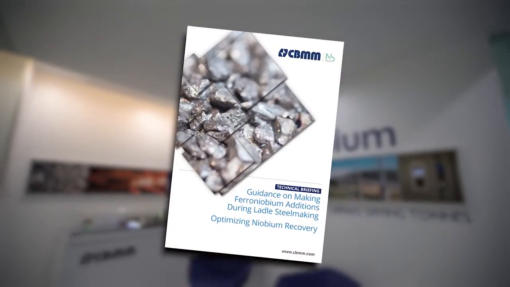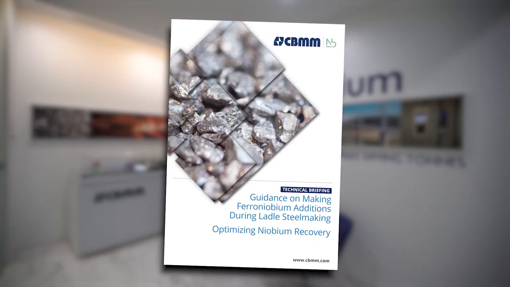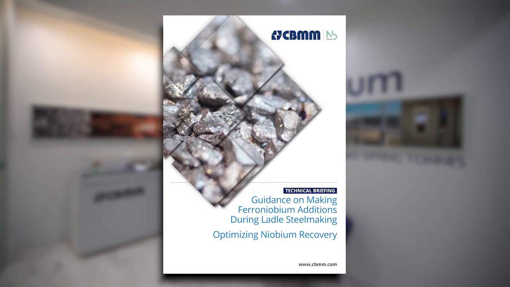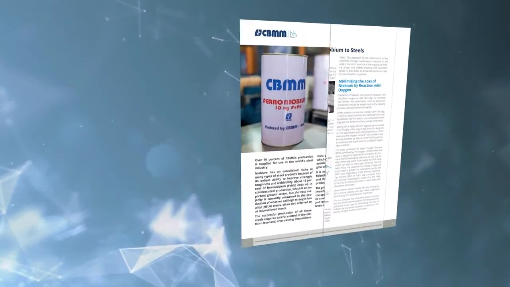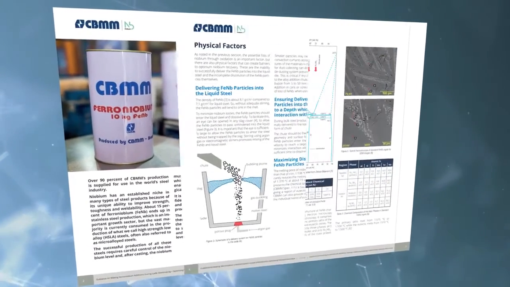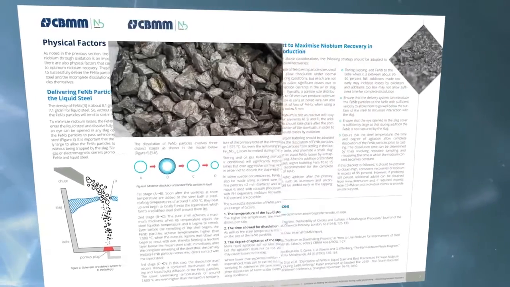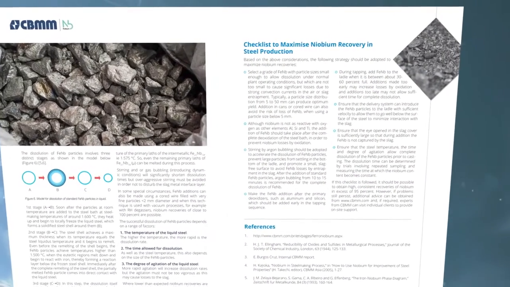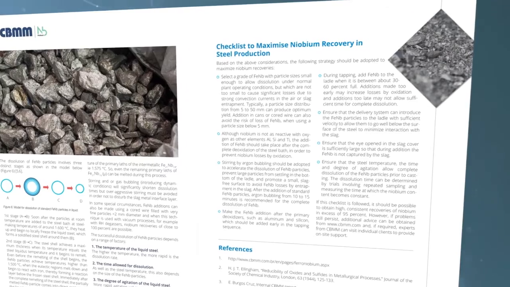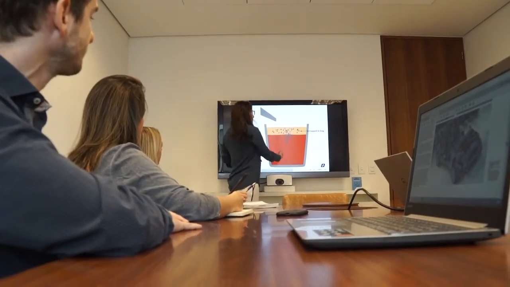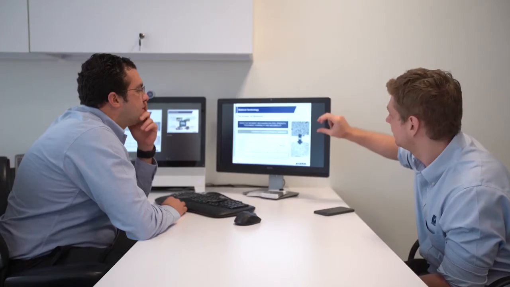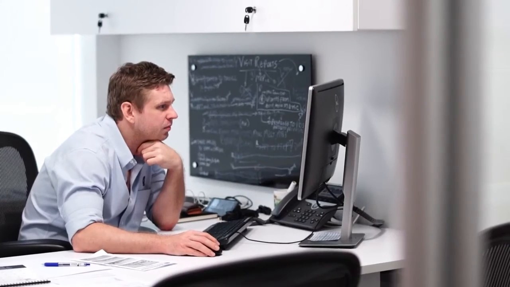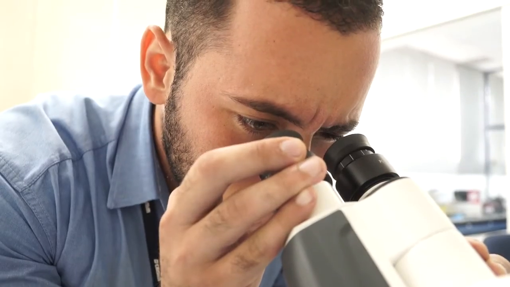This video has been produced by CBMM to augment a document that was produced to provide guidance and client support. It includes a checklist of key actions which facilitate the effective addition and recovery of niobium during secondary steelmaking. CBMM aims to ensure that customers can achieve niobium recoveries from ferroniobium additions in excess of 95%. Their support package includes teams of knowledgeable experts with appropriate practical experience, always ready to discuss issues directly with customers.